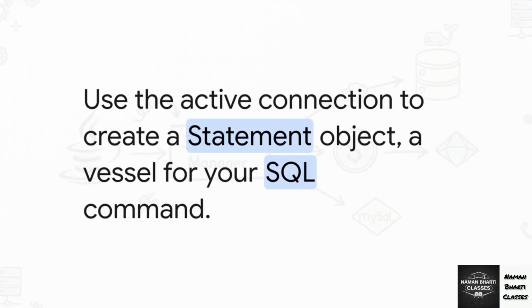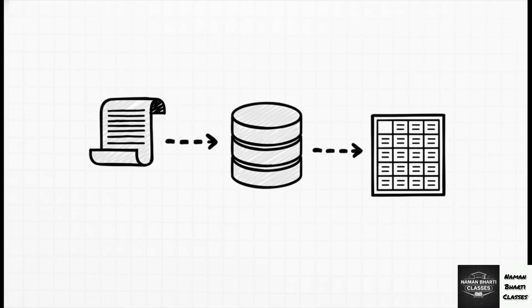Step 2. Now you fill out the request form for the book you want. You use your new connection to create a statement object. This is basically the little vessel that's going to hold your SQL command, your official request for information. Step 3. You hand that form to the librarian and you get your book. You execute your query and the database sends the information back, all neatly packaged up for you inside a ResultSet object. That's your data, ready to go.